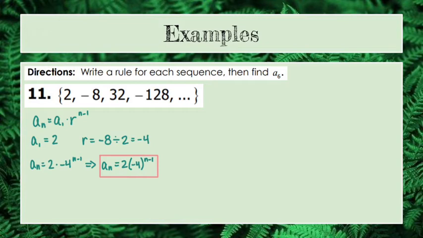All right, then we need to find A6. A6 equals 2 times -4 to the 6 minus 1 power. -4 to the 5th power is equal to -1,024. And when we multiply that by 2, we get -2,048.